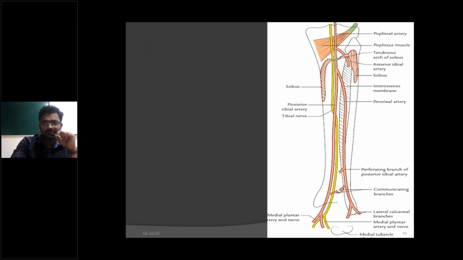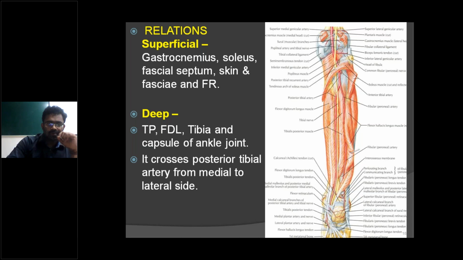If you observe this diagram, this is the posterior tibial artery. This is the tibial nerve, tibia and fibula. The tibial nerve crosses the posterior tibial artery from medial to lateral, because the tibia is placed medially and the fibula laterally. That's why the tibial nerve crosses the posterior tibial artery from medial to lateral side.